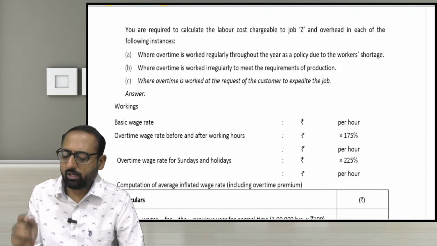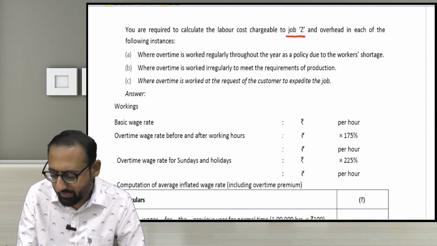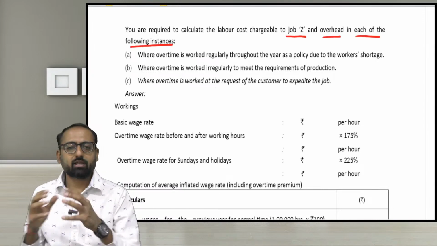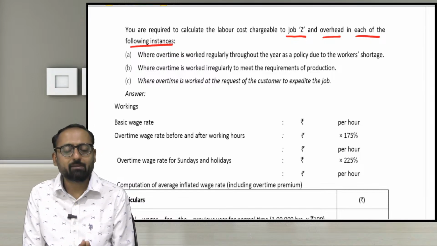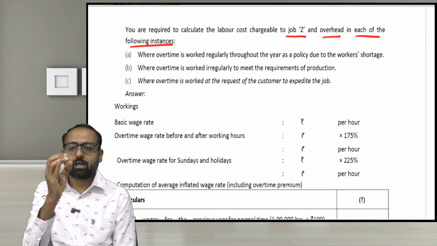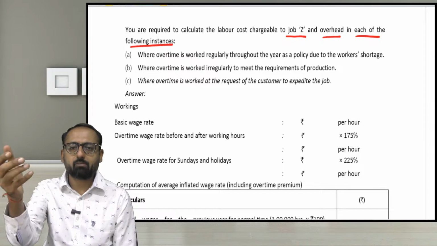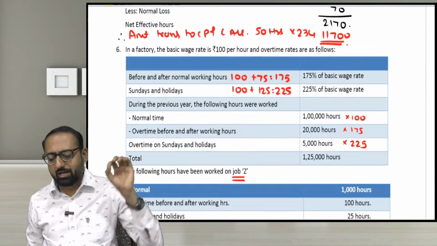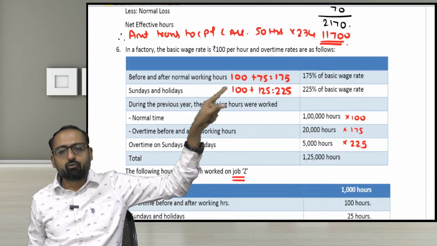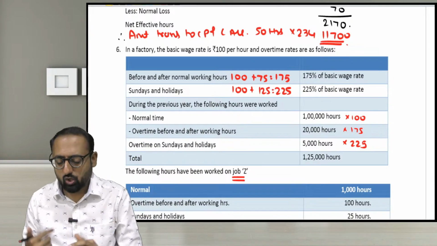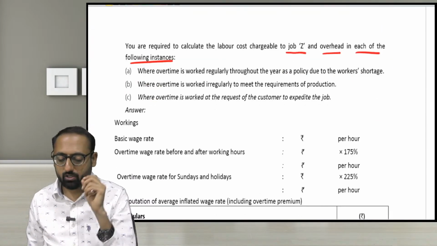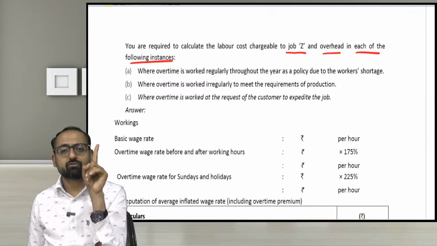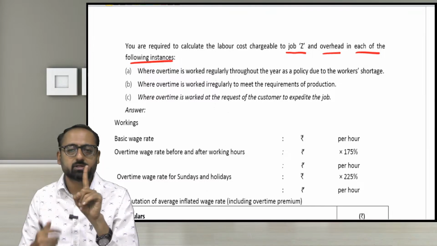You are required to calculate the labor cost chargeable to job number Z and overhead in each of the following instances. So quickly we will recall overtime and its treatment. First, if overtime is worked at the request of the customer, the entire premium will be recovered from the customer. The premium is the 75 rupees or 125 rupees extra which you are paying over and above the basic wage rate.